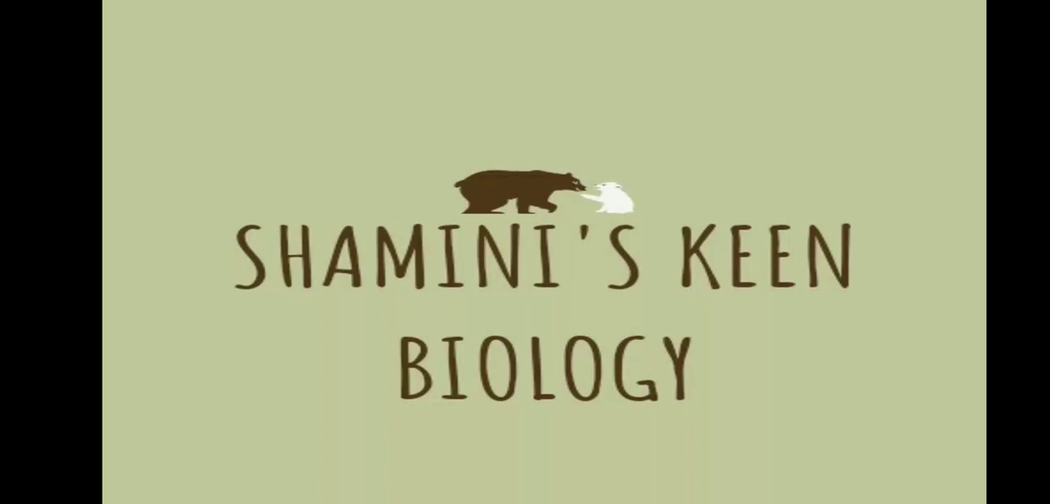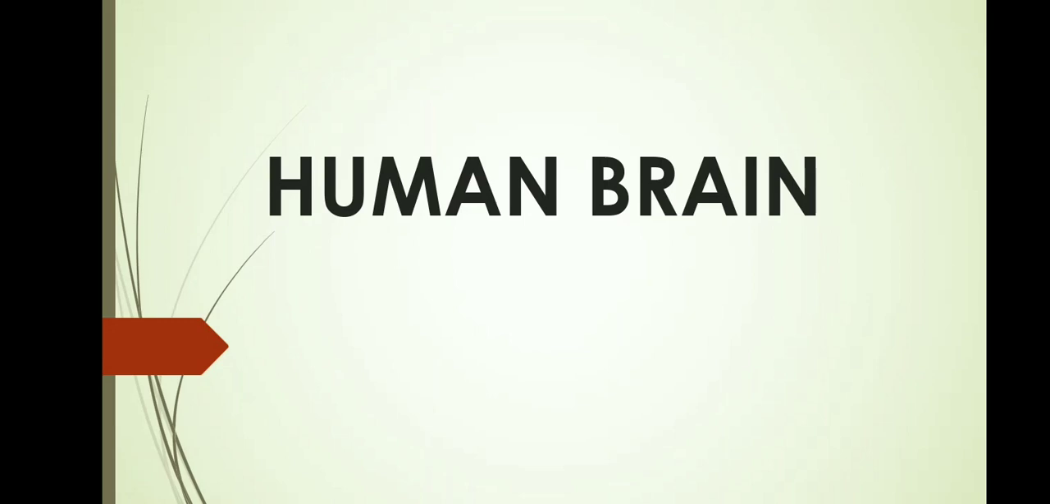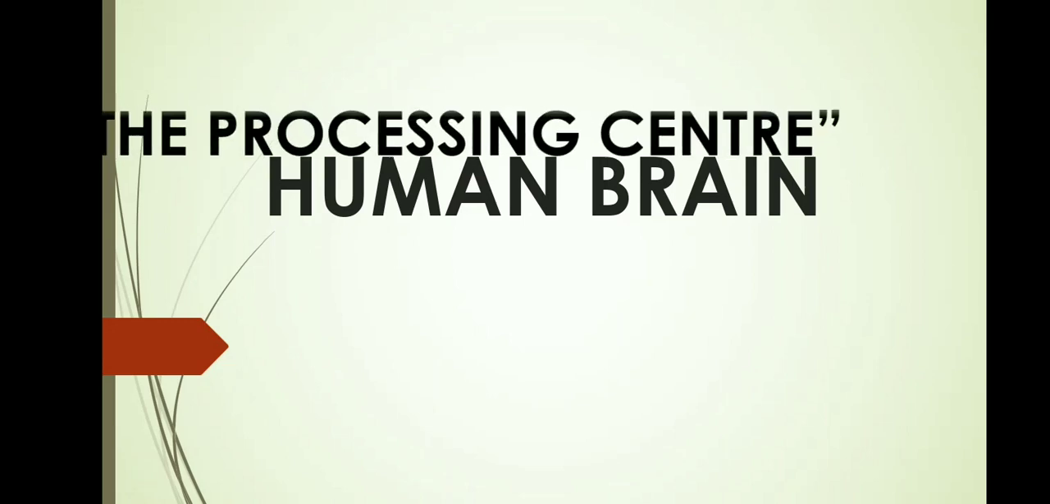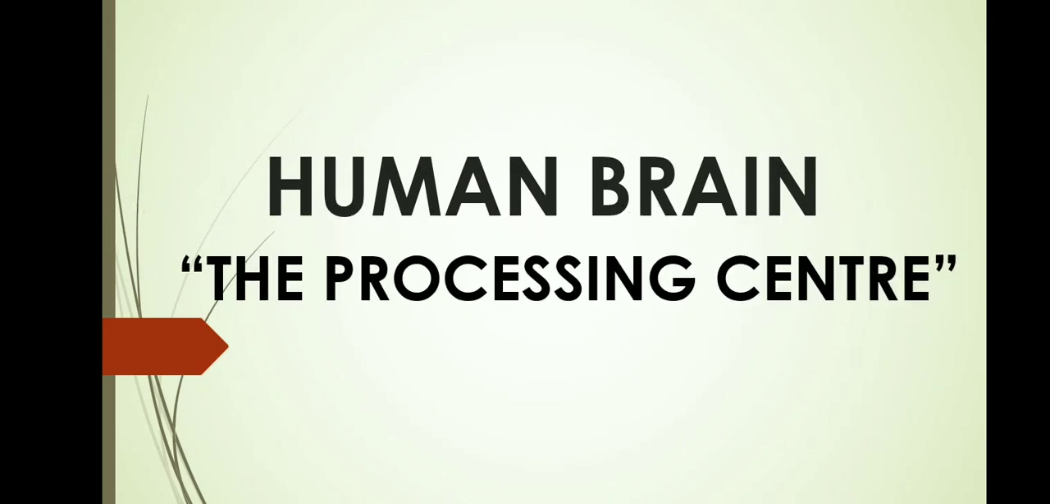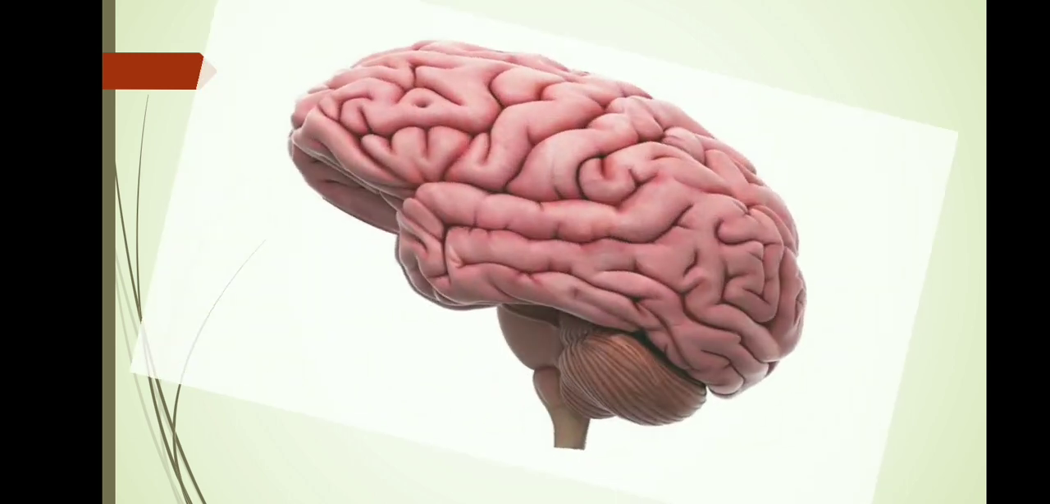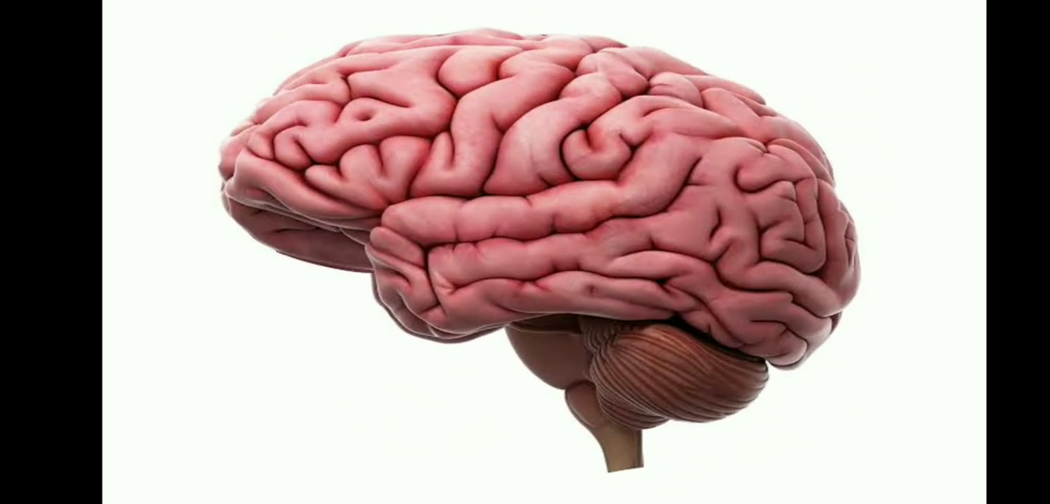Hello everyone, welcome back. In today's video, we are going to be discussing the human brain, which is the most important processing center of our body. The human brain is an amazing organ which controls all the activities happening in our entire body. An adult human brain weighs about 1400 grams.